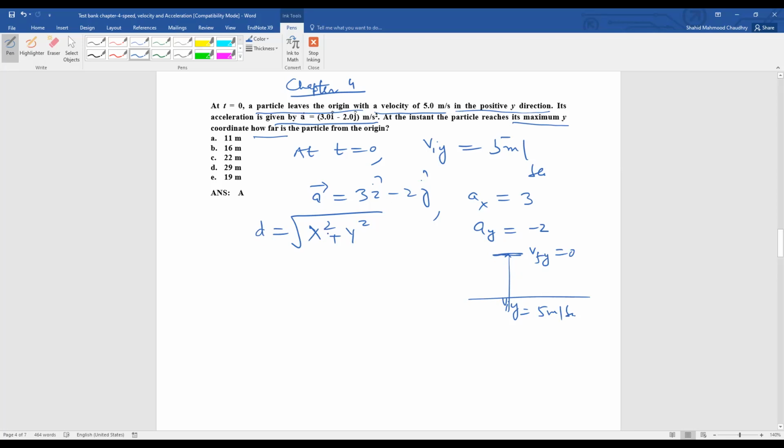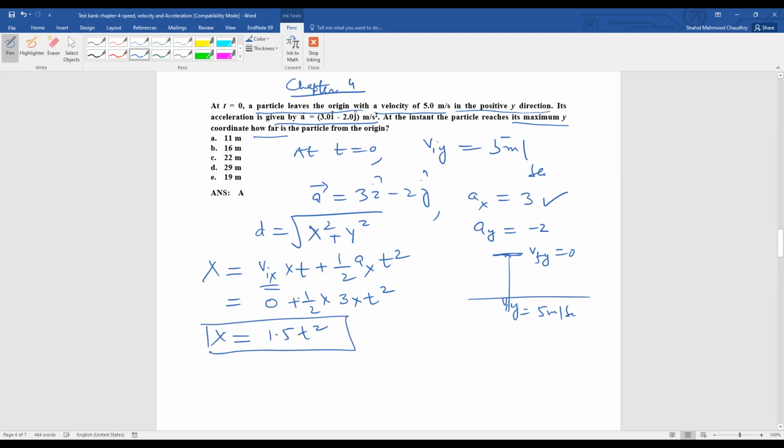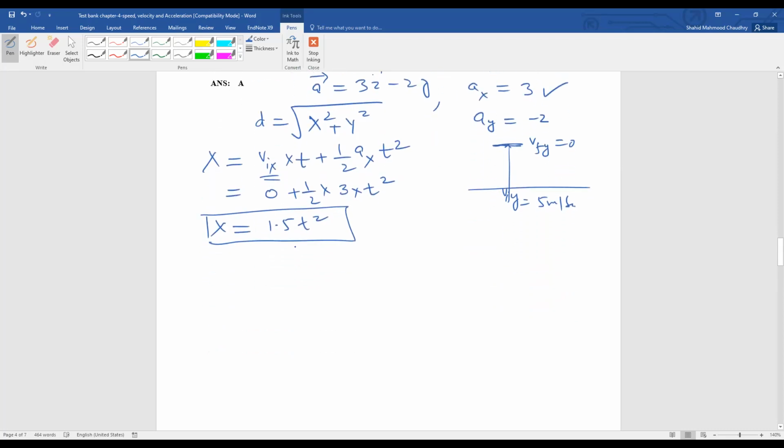To find these x and y components, we will apply the formula x is equal to Vix t plus 1 over 2 Ax t squared. So what is Vix? Here it is only Viy, so Vix is 0. So this is 0 plus 1 over 2 into Ax, Ax is 3, into t squared. So the answer will be x equal to 1.5 t squared. First we will find x and y and then find the t value.